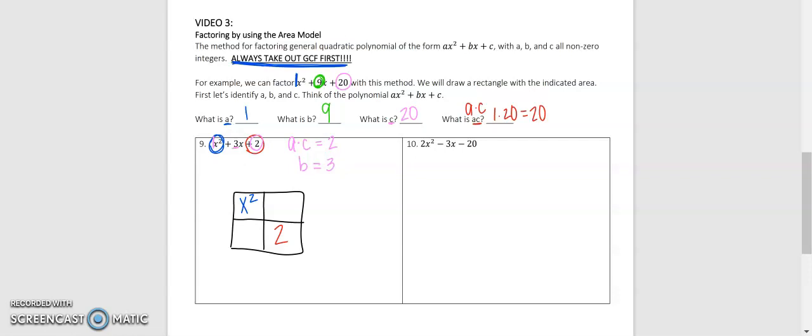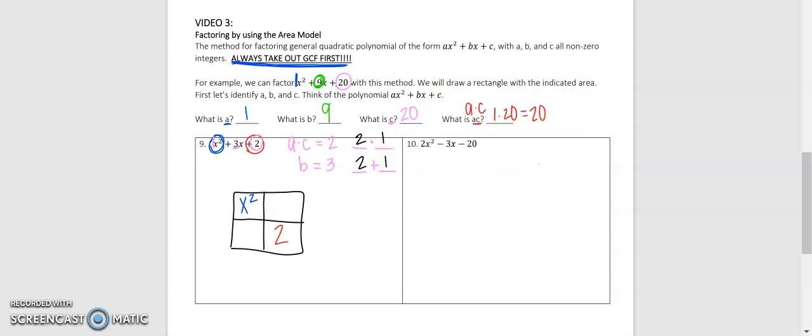So we are looking for two numbers that multiply to be 2, but add to be 3. You want to think of any factors of 2. The only numbers that multiply together to be 2 are 2 and 1. So 2 times 1 gives us 2, and lo and behold, 2 plus 1 gives us 3. So 2 and 1 are the numbers that we needed to use.